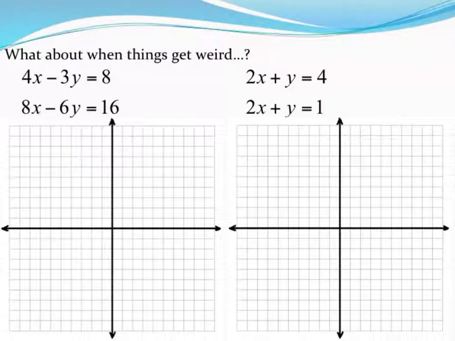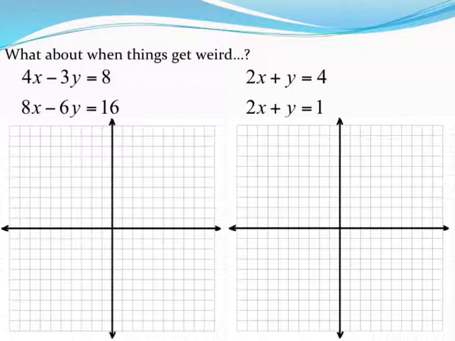We said that when we're solving a system of equations by graphing, we're looking to see where the lines intersect. Where the lines cross, where they intersect, is going to be my solution. But what about when things get weird? Because we've looked at examples where the lines cross just once, like we'd expect, but it's possible that lines cross more than once, or even not at all. So let's take a look at what's going to happen in those situations.